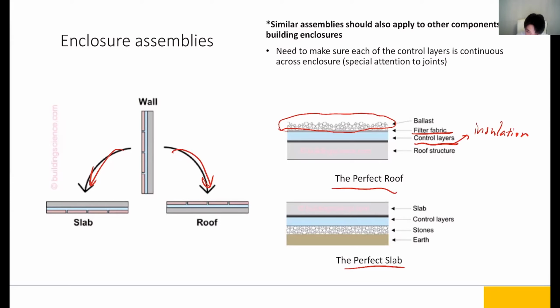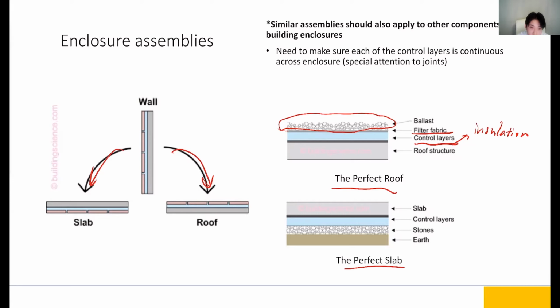And for the perfect slab, it's the other way around, because now the slab is on the top and you have the control layer on the bottom. And now you have stones between your control layer and the actual earth or the soil underneath, right? So it's basically the same idea, just applied to a different orientation or direction.